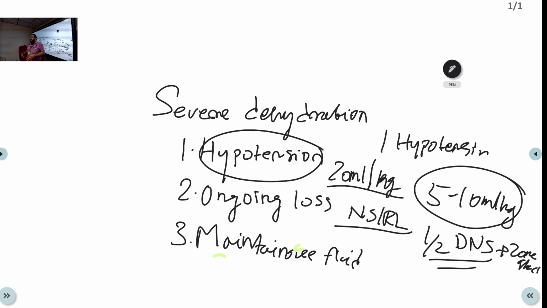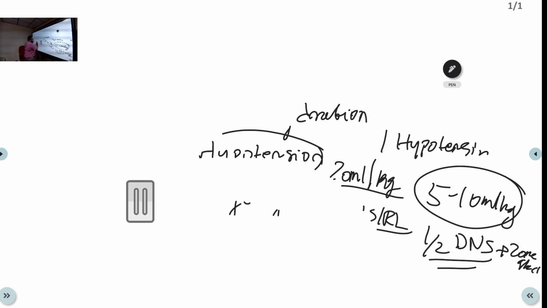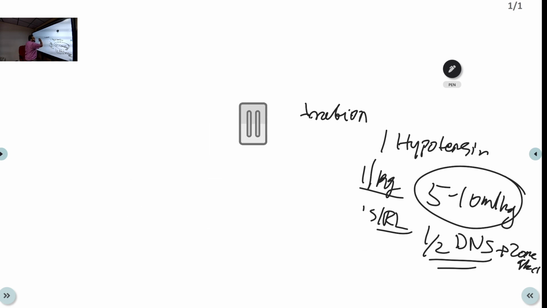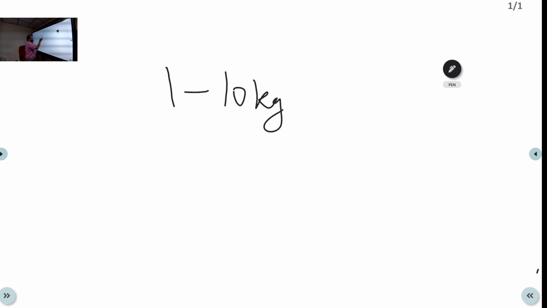So what is the maintenance fluid and how will you calculate it is the next important question. The pediatrician comes and tells you, give fluid at 60 ml per hour. How do they come to that conclusion? That is very important. You should know how to calculate the maintenance fluid. It is a pretty simple formula. For a patient with 1 to 10 kg, it is 100 ml per kg as the maintenance fluid required for 24 hours.